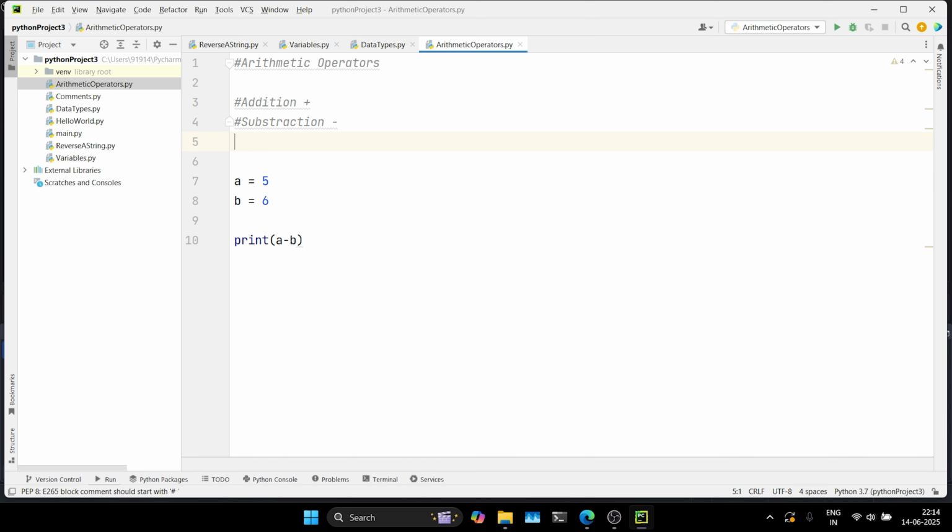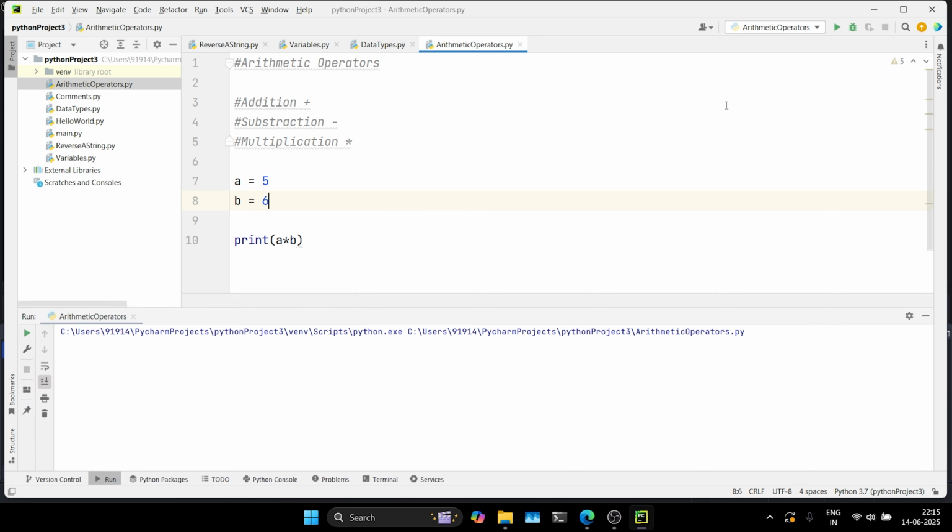Let's see the third arithmetic operator in Python. That will be multiplication. The multiplication operator is denoted by star. So let's try the multiplication operator in Python. It should print 5 into 6, which is nothing but 30. Here you can see it is giving the correct output.